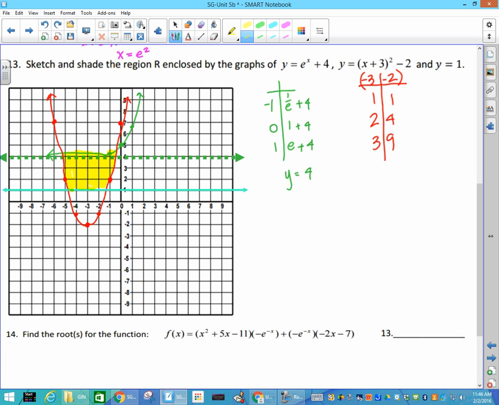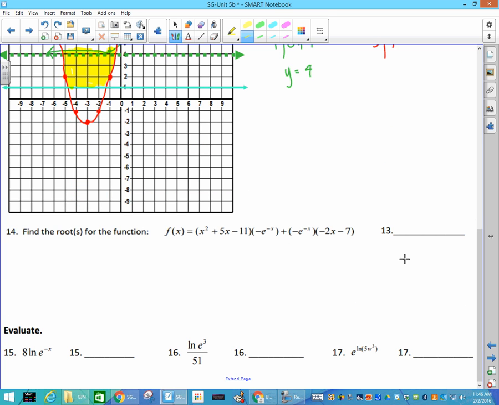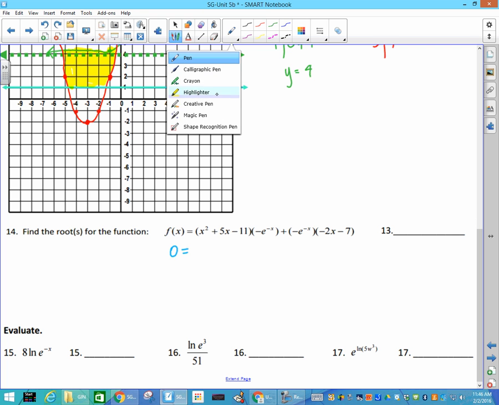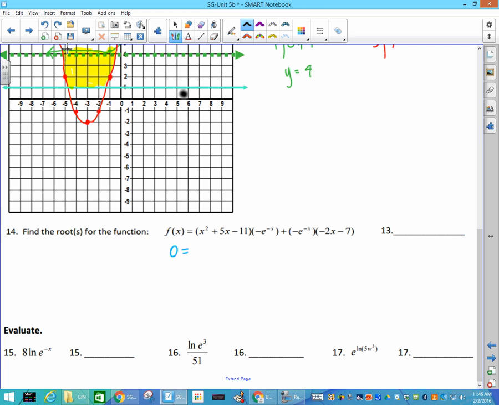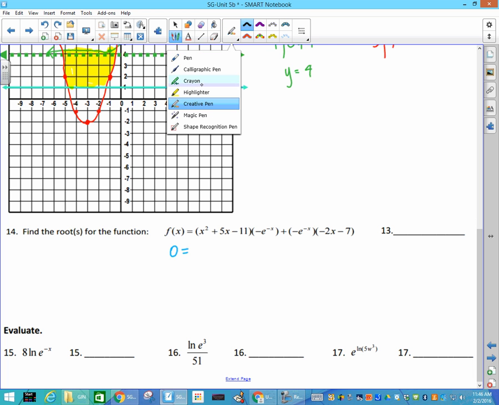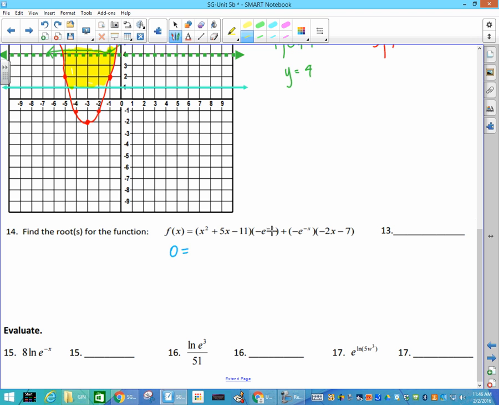Okay, last three problems. Finish up. Factoring. Find the roots of the function. Okay, so to find those roots, we are setting it equal to 0, and we're looking for that common factor. Okay, that was the wrong thing. I was supposed to hit highlighter. It's still not working for me. Highlighter. There we go.